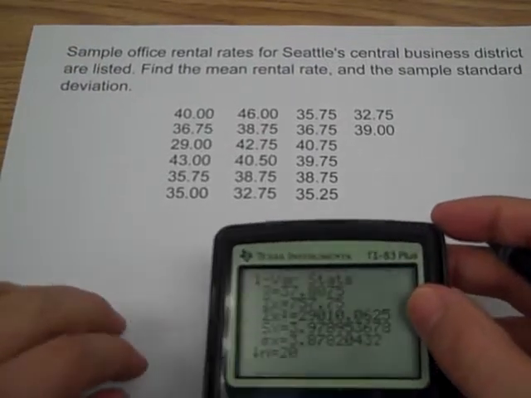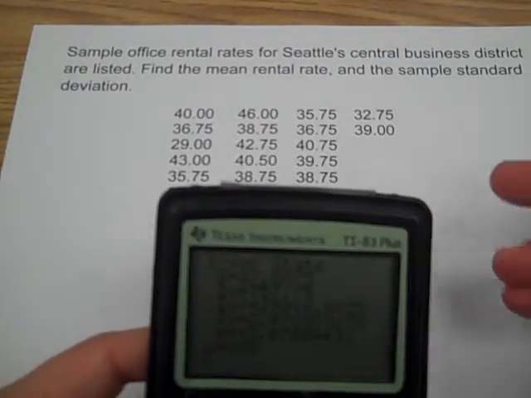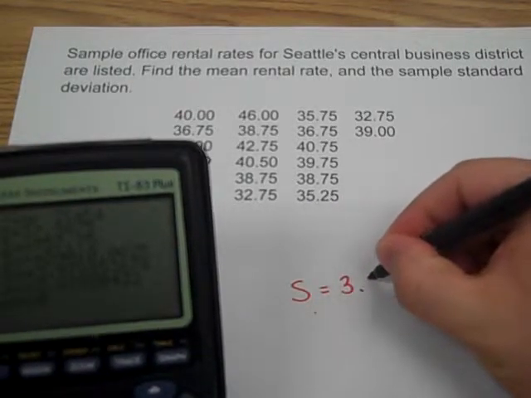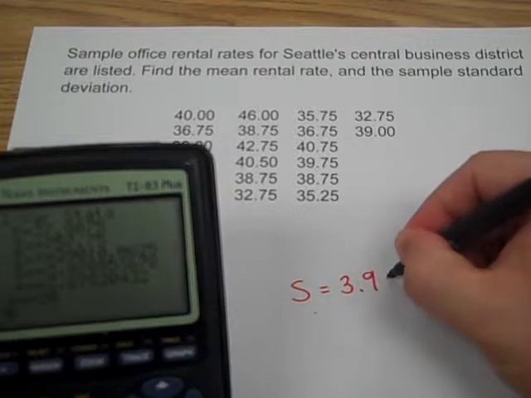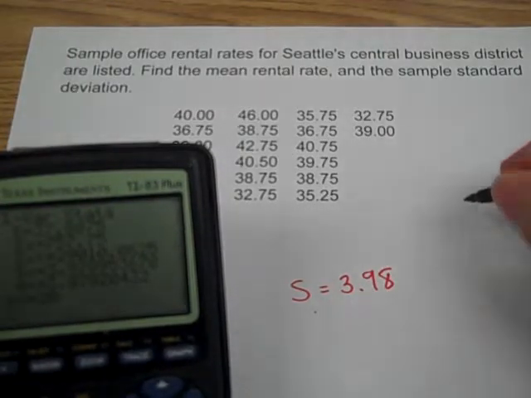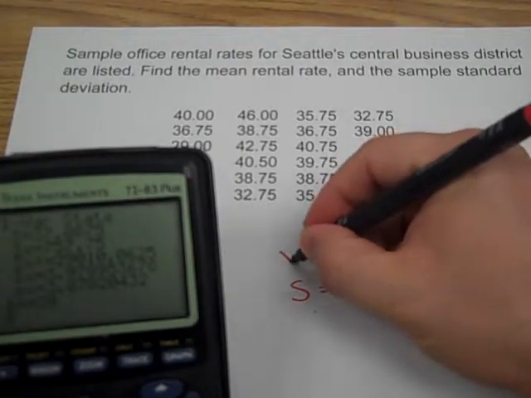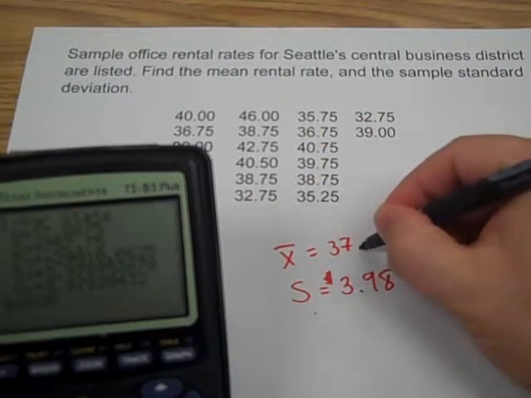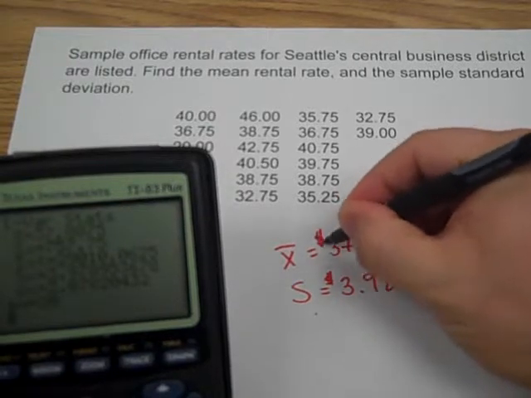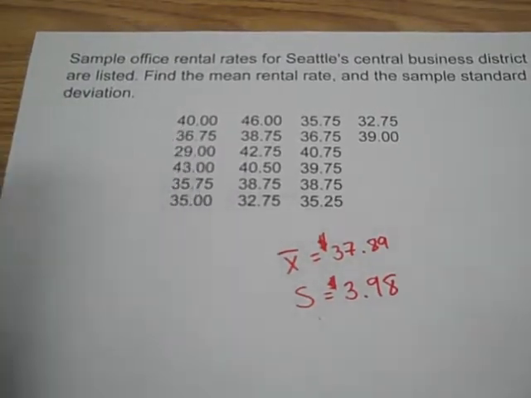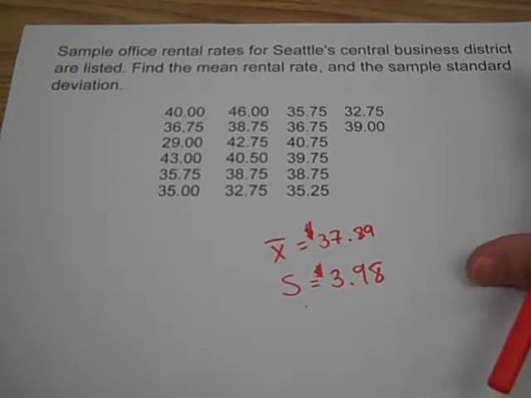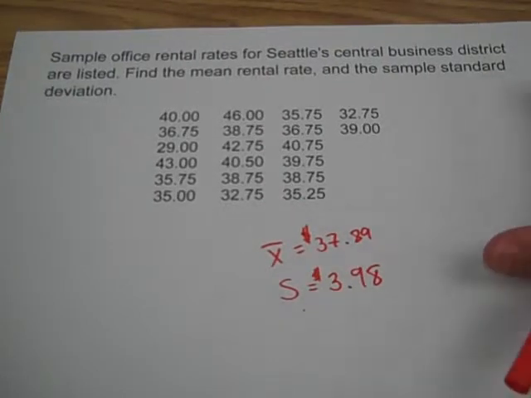of rental rates. So if we wanted to report the standard deviation, we would report it as S, and we would say it's approximately $3.98. And then we found the mean, x bar, is approximately $37.89. So the trick here is to make sure that you choose the correct value. They're very close, but we want to be exact.